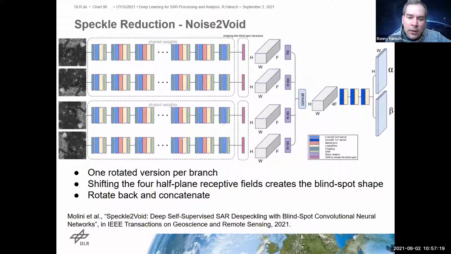So the architecture, how they ensured that this masking is happening in the correct way, was that they use oriented versions of the image, put this into the network, where the different networks for each of those rotated versions have shared weights. Then you do a couple of processing steps, then you combine all of them, and then you estimate the corresponding alpha and beta for each of the pixel values.